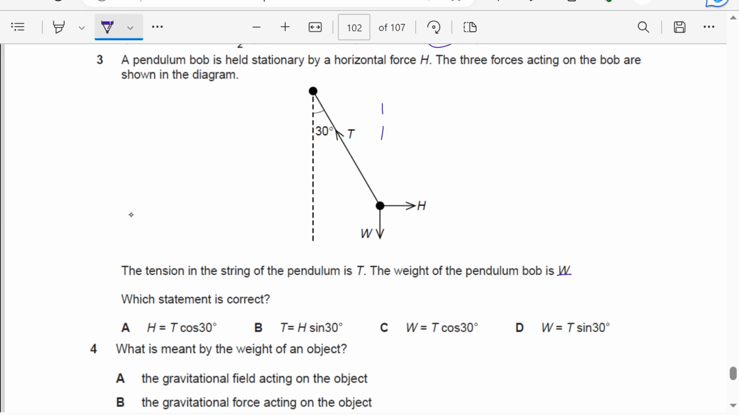First of all, let's try to resolve this vertically upwards. Using this angle, this will be 30 degrees. Taking T to the vertical, that will be T cos 30. For equilibrium, of course, we know that T cos 30 should be equal to W. I see that equation here, so the answer is C. Of course, in the horizontal, we should have that T sin 30 should be equal to H. We don't have that. So the answer is C.